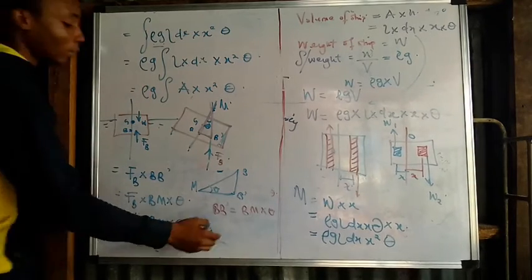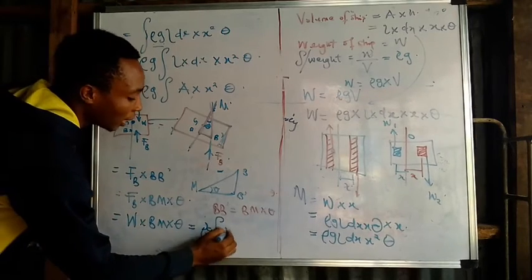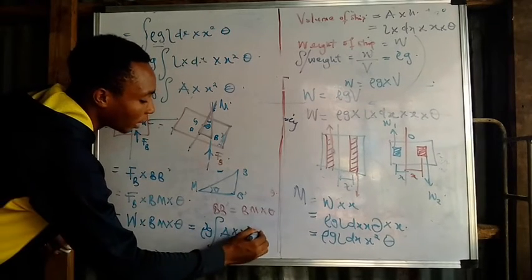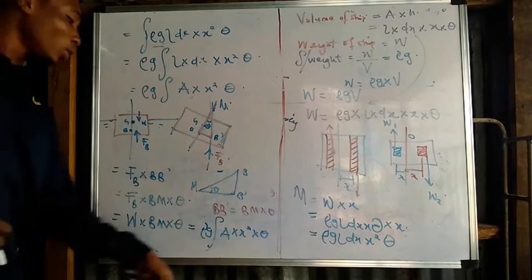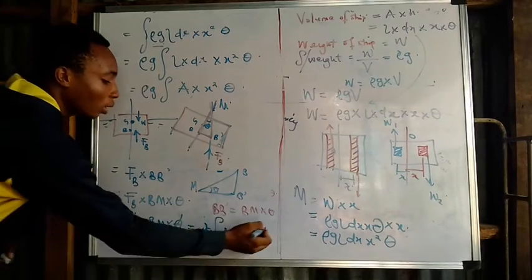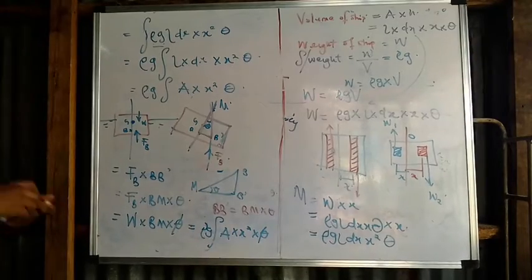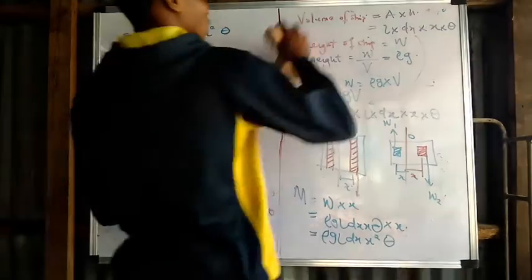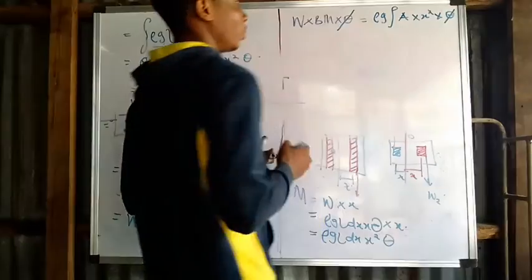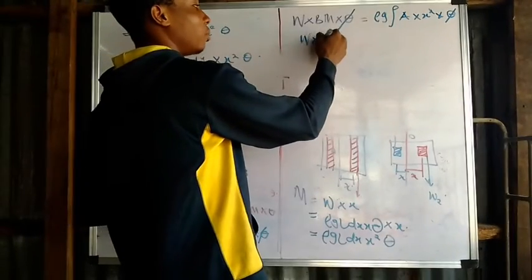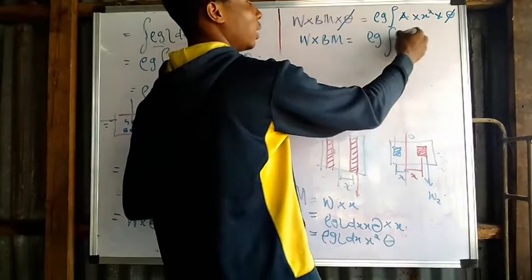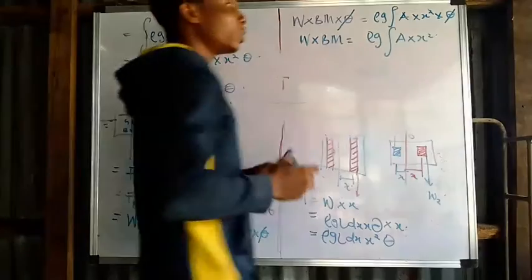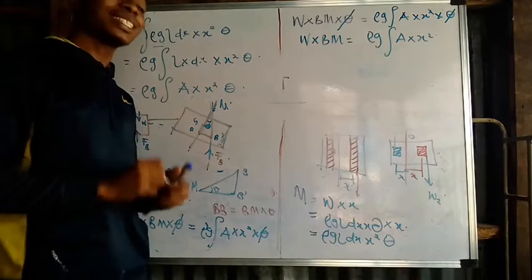density times acceleration due to gravity times the integral of A times x squared times theta. Right? Now theta will cancel theta, so we are left with the weight of the body times Bm, which is equal to density times the integral of A times x squared. Now we all know that the area times x squared is the second moment of area.